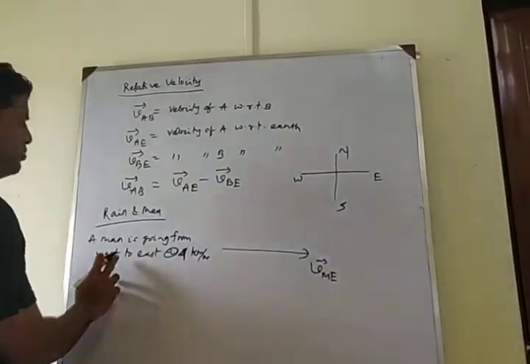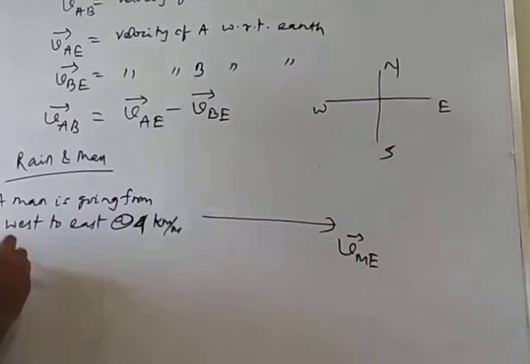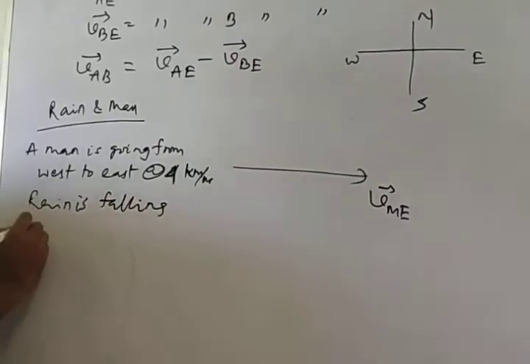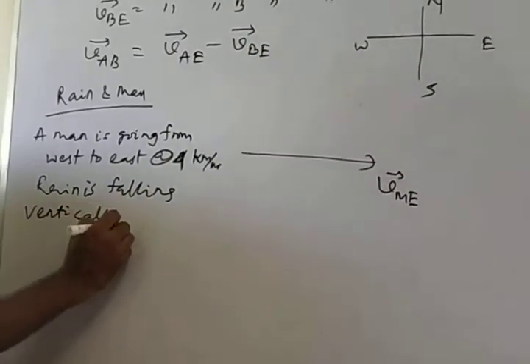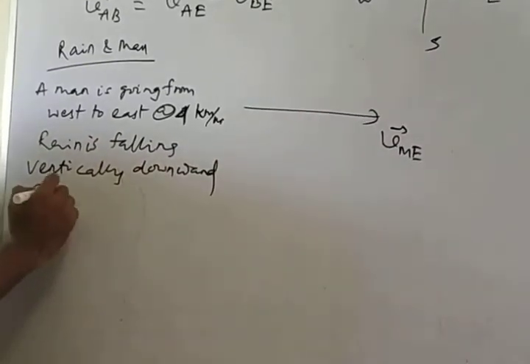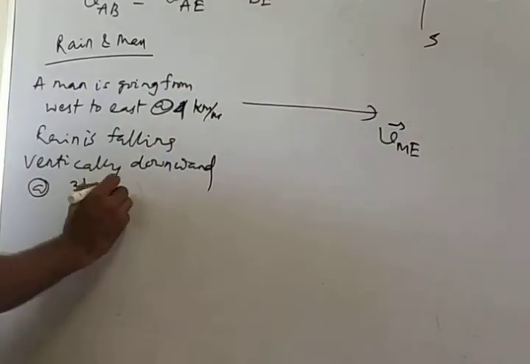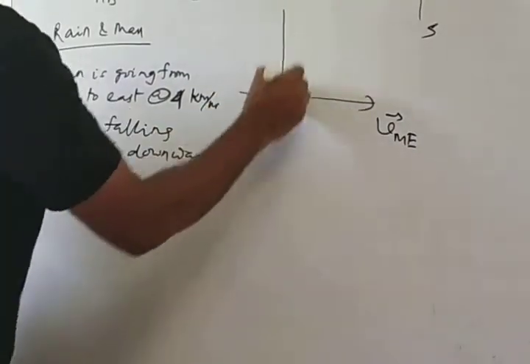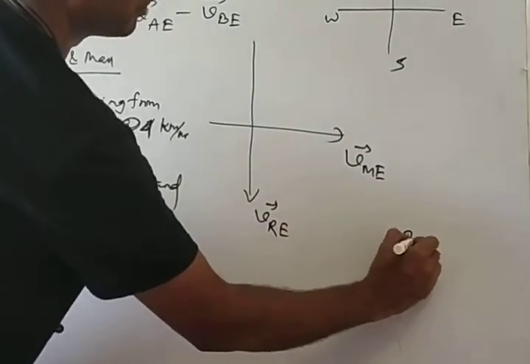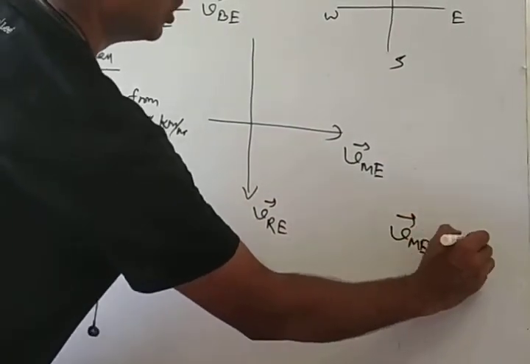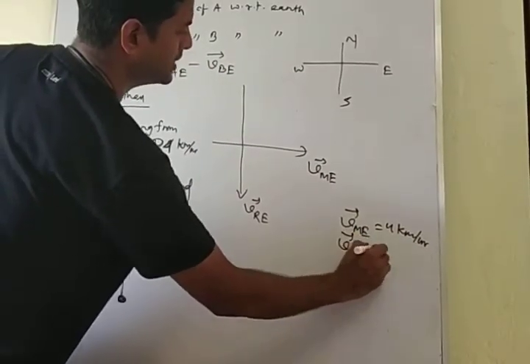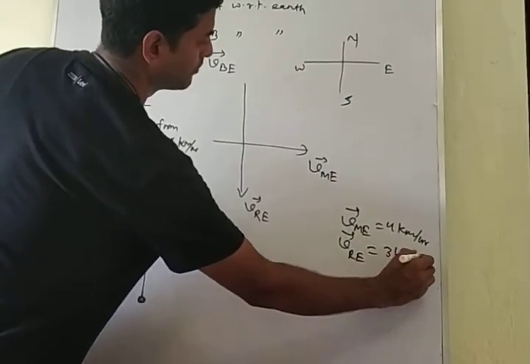So the man is going from west to east at a rate of 4 km per hour. The rain is falling vertically downward at a speed of 3 km per hour. So rain is falling vertically down. This is the velocity of rain with respect to earth. The velocity of man with respect to earth is given as 4 km per hour, and the velocity of rain with respect to earth is given as 3 km per hour.